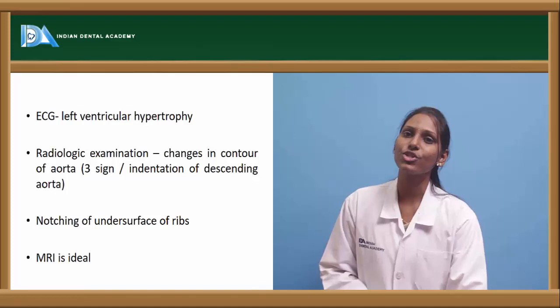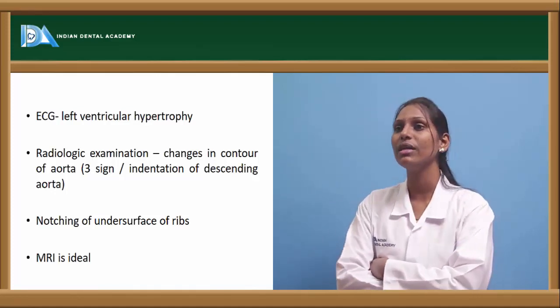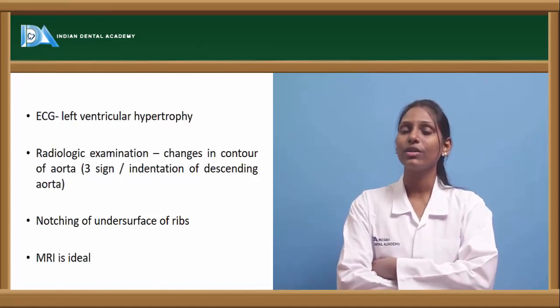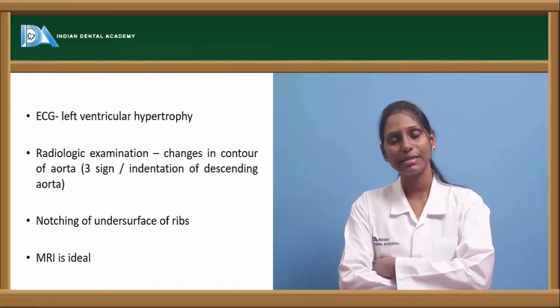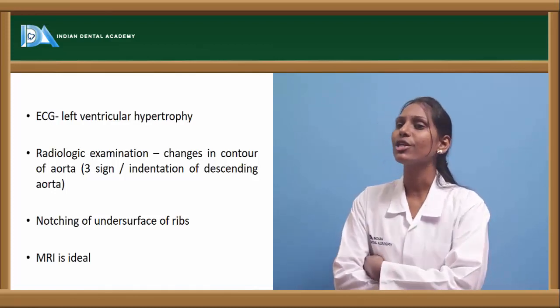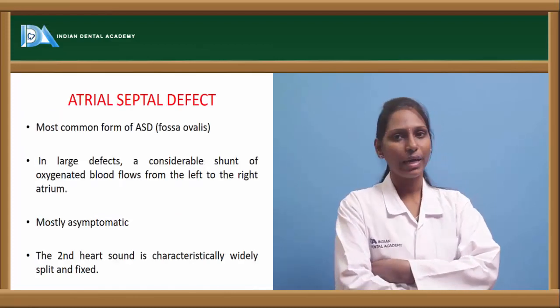ECG shows left ventricular hypertrophy, and radiological examination shows changes in the contour of the aorta. There will be a pathognomonic sign called the 3 sign, or indentation of the descending aorta, as we have seen in the earlier picture. There can be notching of the undersurface of ribs, and MRI is ideal in identifying the coarctation of aorta.